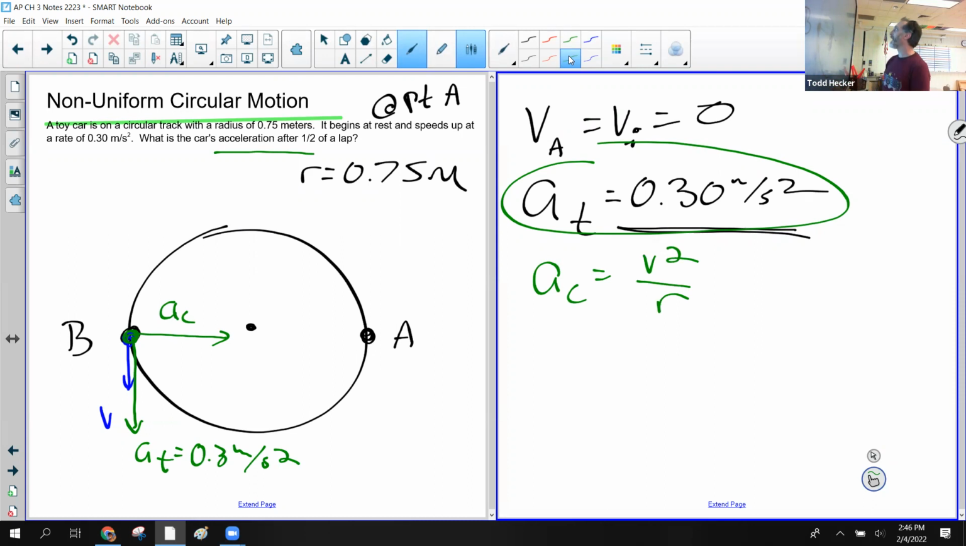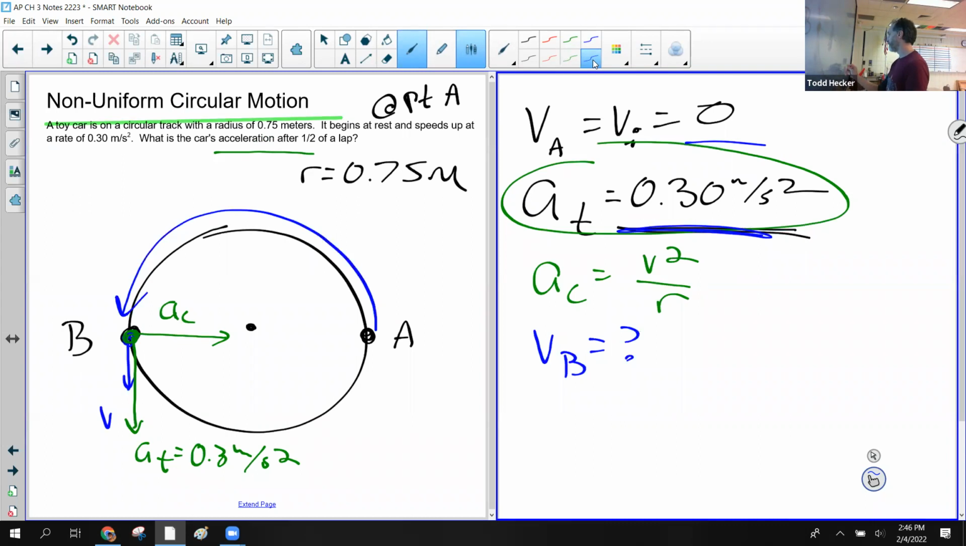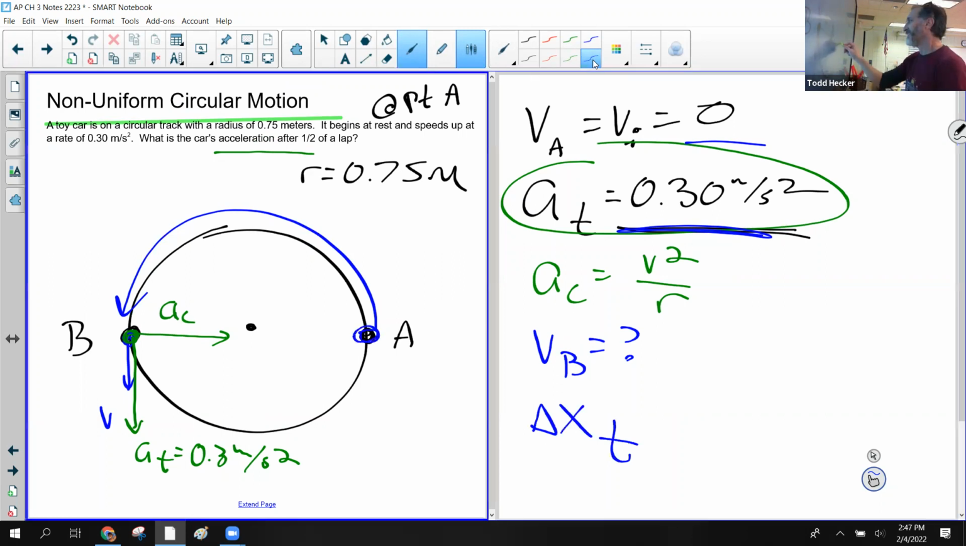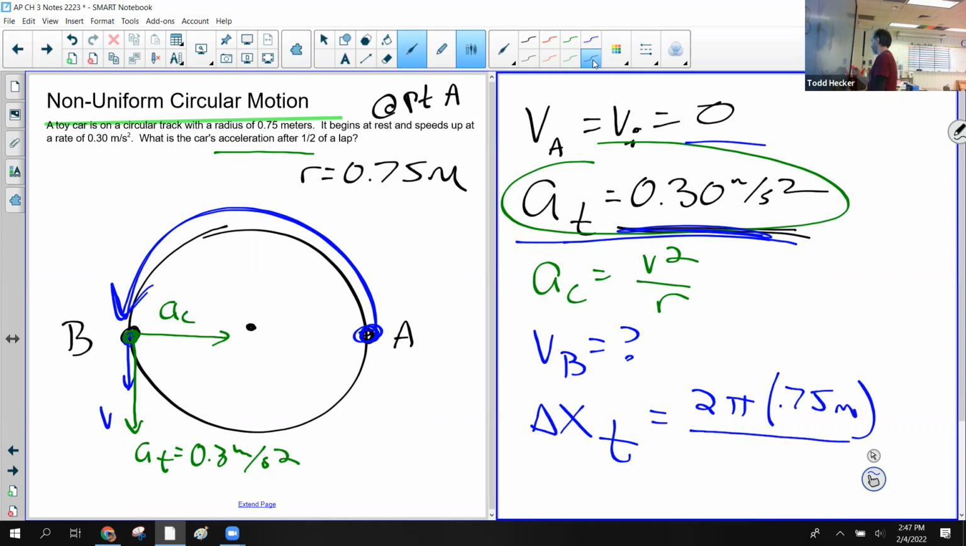So I need to find the velocity at point B. That's what we need to figure out. Well, let's see, what do we know? We know that we started at rest. We know how quickly we're gaining speed. The problem also tells us that we're going to go half of a lap. So I can find, and again, this is another thing where there isn't really notation for this, but I can figure out what my displacement is moving tangent to the circle. In other words, what distance do I travel while I'm gaining speed, right? So that's going to be half of the circumference.